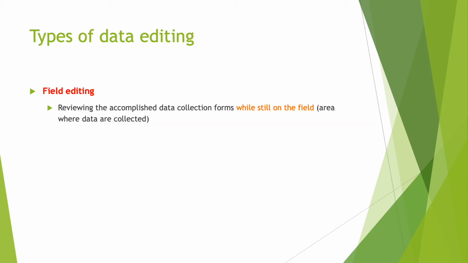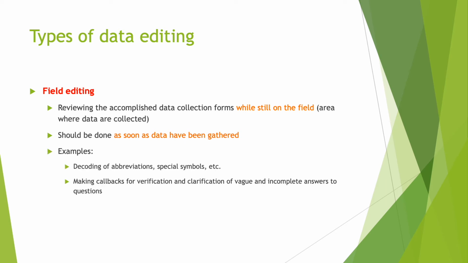Now, there are different types of data editing, depending on the point along the timeline of data collection and processing. In field editing, the accomplished data forms are reviewed generally by the data collectors themselves while still on the field. Now, this should be done as soon as the data have been gathered. Examples of such activity include decoding abbreviations, special symbols, and the like. Also included are making callbacks for verification and clarification of vague and incomplete answers to questions.